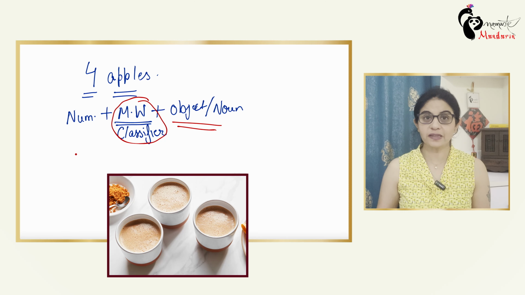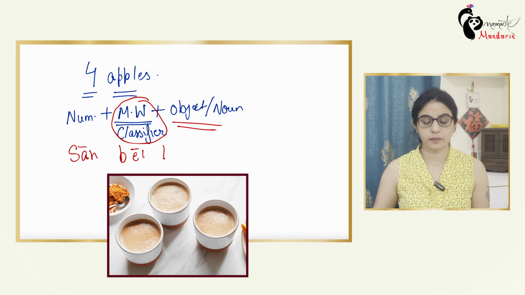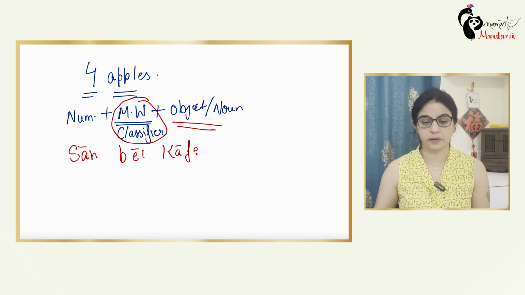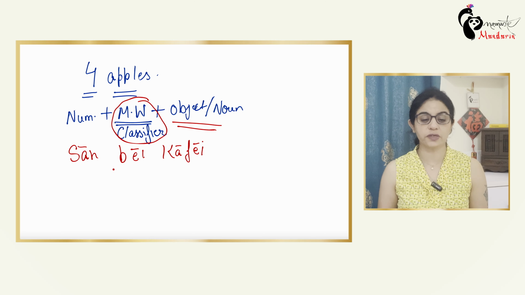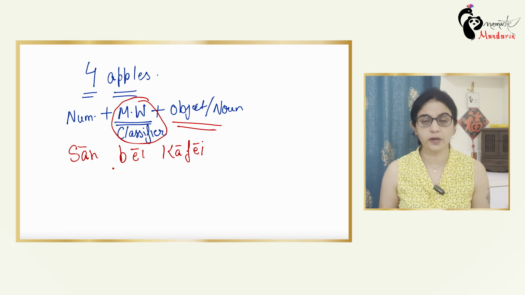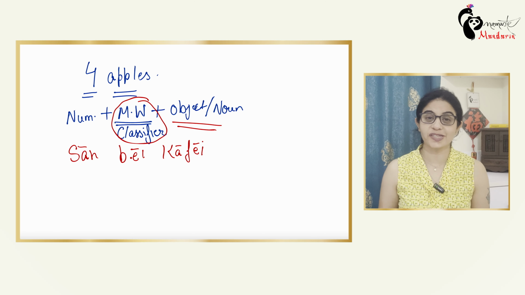So if I have to say 3 cups of coffee, it will be san bei cafe. Right. So this measure word maybe looks very similar to English. Even in English I will say 3 cups of coffee. But as and when we are going to see new measure words, or when we are going to count other nouns and objects, you will see it's a very unique way of the Mandarin language, where we're using the concept of measure word.